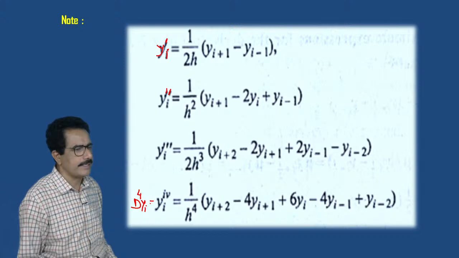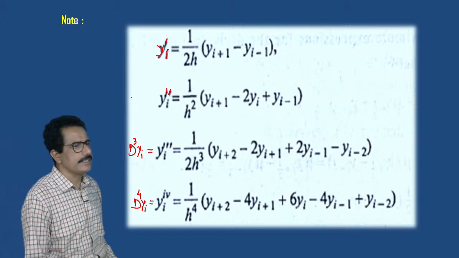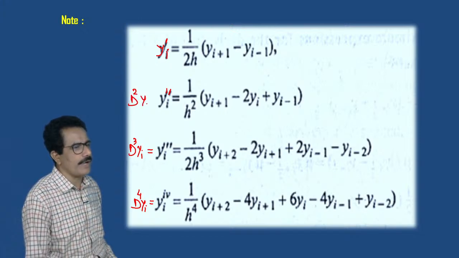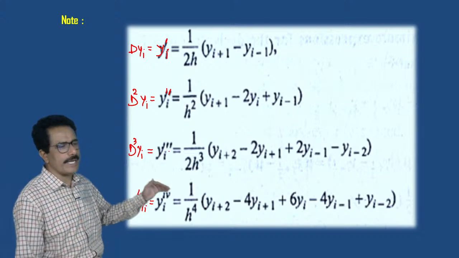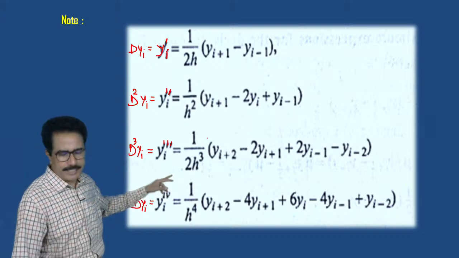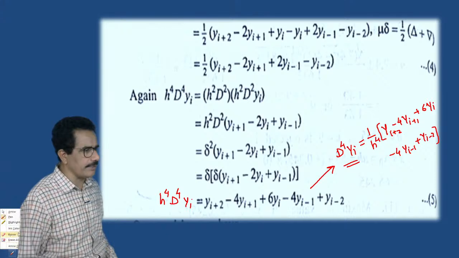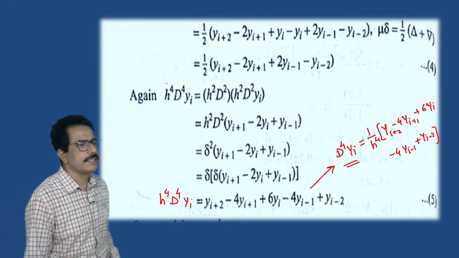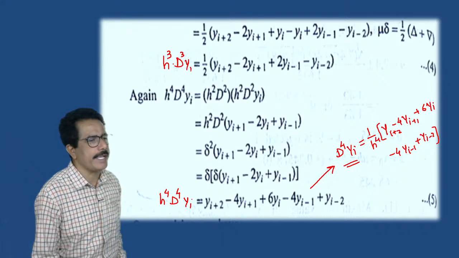This is also written as D cube of yi. This is also written as D square of yi. And this is also written as D of yi or y dash, y double dash, y triple dash. This is the triple dash. Now how did this 3 come, did you notice? So we can write this is the third order derivative, h cube into D cube yi.